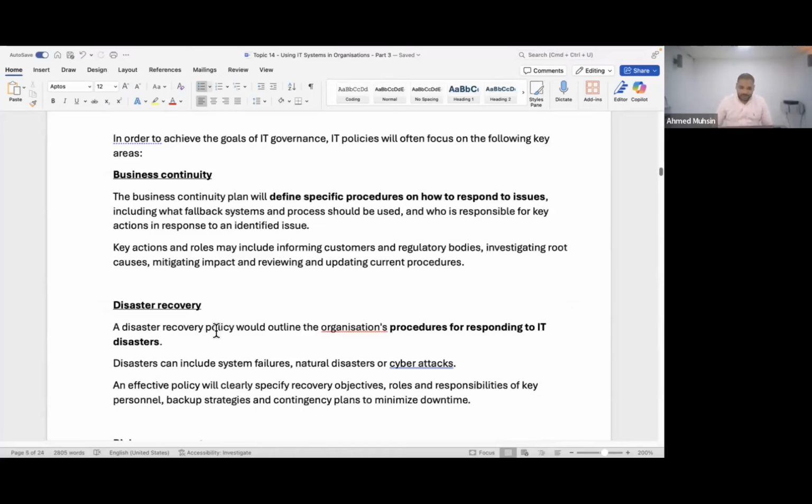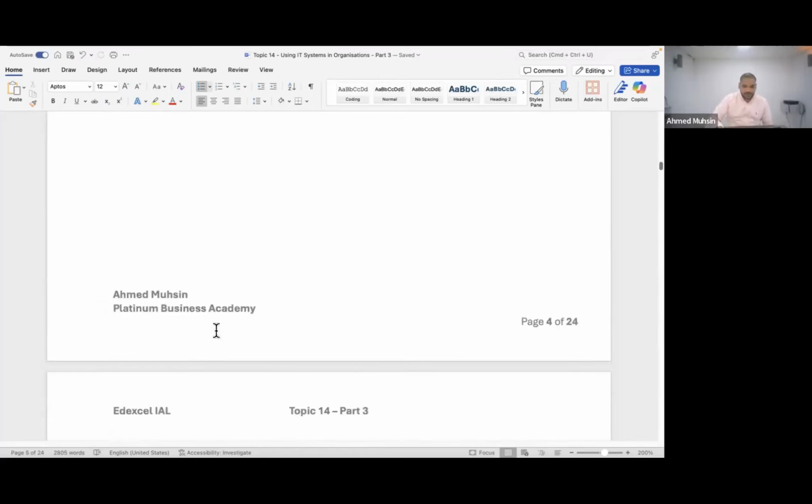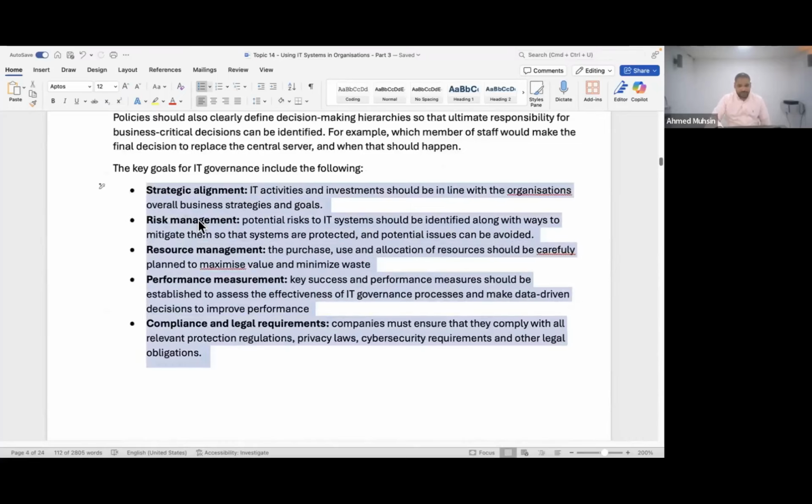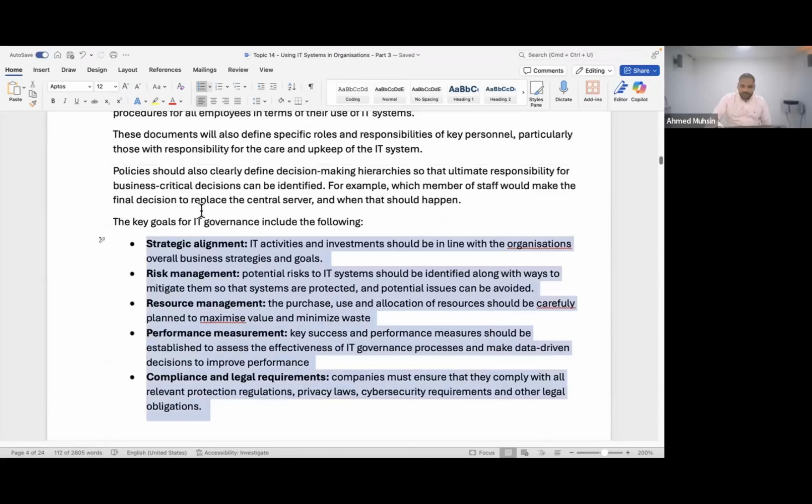When it comes to achieving the goals of IT governance, stop there for a second. The goals of IT governance, didn't we just explain them? We just spoke about the goals of IT governance, right? I know things are a bit confusing over here. These are the goals. These are why we have something called IT governance.